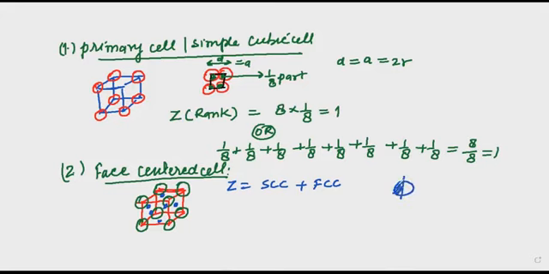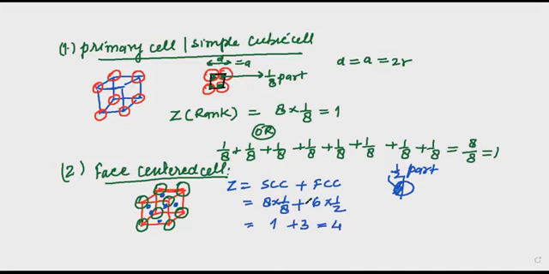Half part of the atom on the face is forming the crystal, and the other half is outside. So for SCC, the 8 corners participate 1 by 8 each, and the 6 faces participate 1 by 2 each. This gives 1 and that one gives 3. So the rank comes as four.